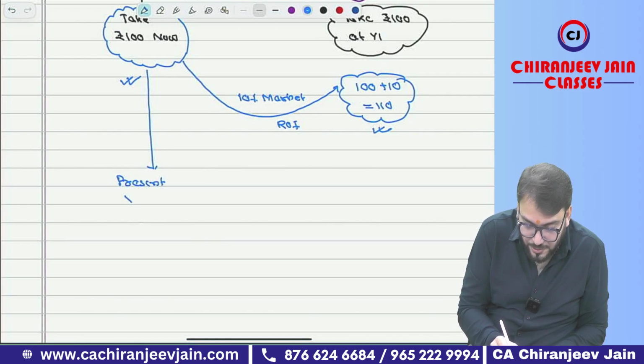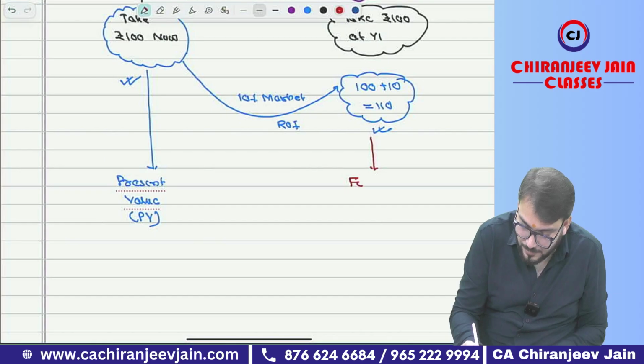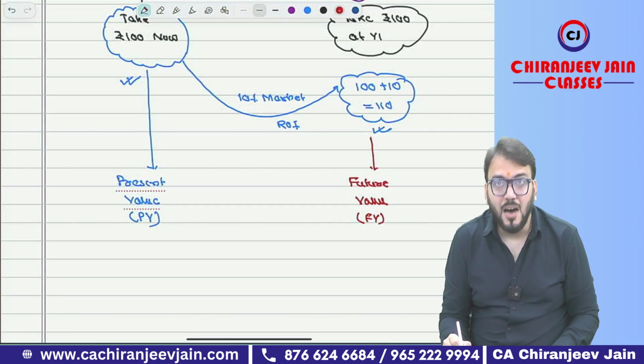This is present value. We call it PV. And this is future value of money. This is future value of money. That is FV. Are you getting what I am saying?